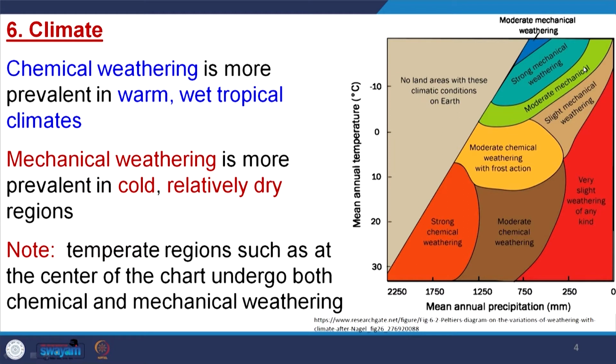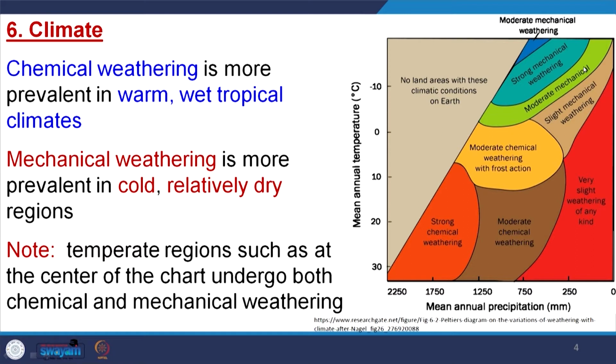So, depending upon the distribution of temperature, the variation of temperature, and the distribution of rainfall, this whole earth system can be divided into different weathering groups or weathering domains, and in each domain the product is different.